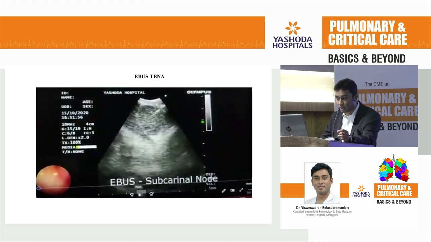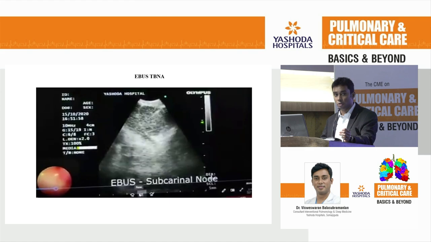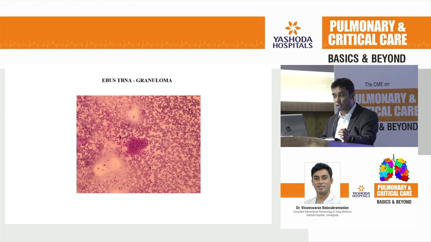we are passing the needle into the node under guidance and we are taking a sample, and you get a granuloma and you get a GeneXpert positivity. So in this case, a patient who was deemed as palliative care will now become curative care because now the patient does not have a metastatic disease. She is having two diseases which are coexisting, one cancer at the vault of vagina and another tubercular lymph node.